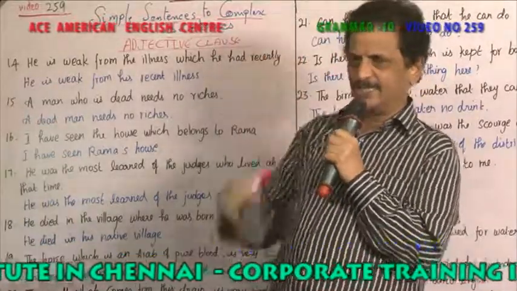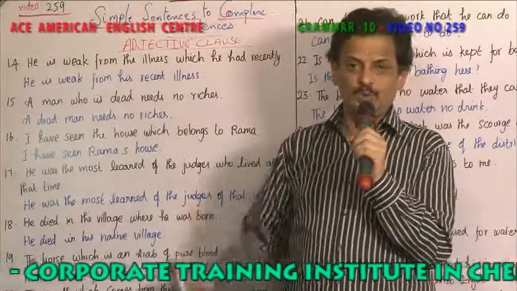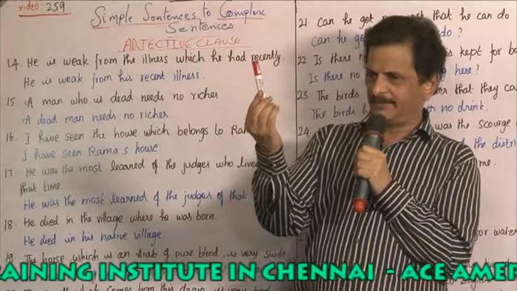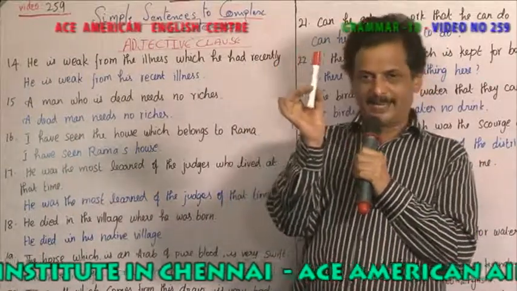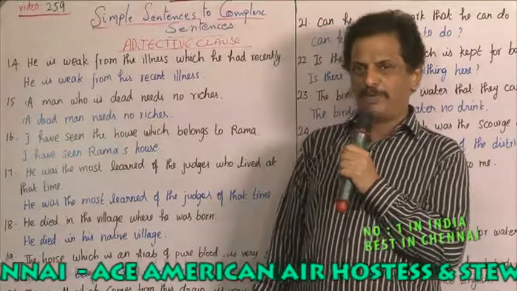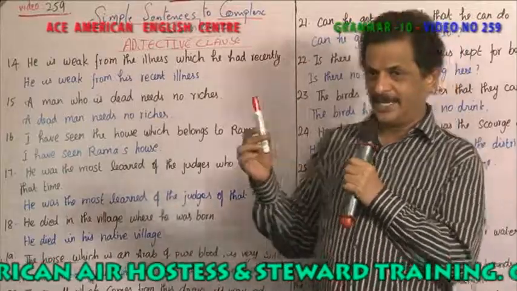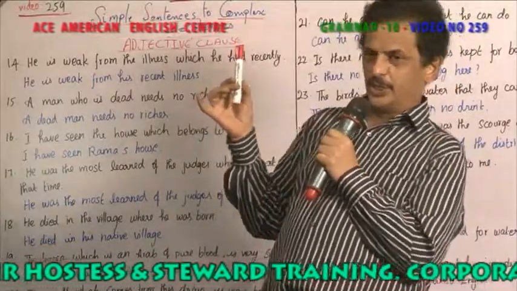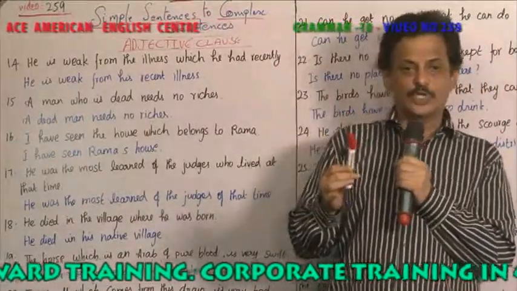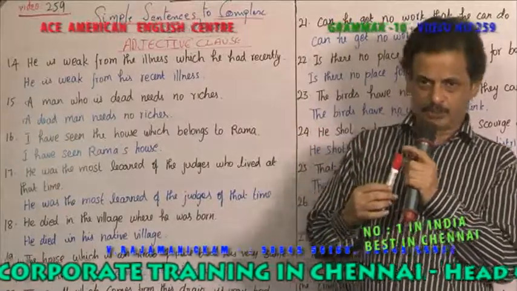In a sentence, you take a noun and describe the noun with a subject and a predicate. For example, a pin. I bought a pin which is made in America. You are describing this pin which is made in America. So which stands for what? The pin, isn't it? So the pin is described in a sentence. This is what you're going to see.